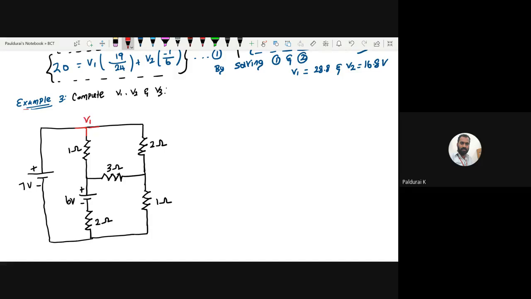Okay. And here 3. Take this is V2. And here also 3. Take this is V3. And here also 3. So take this is V4 and take this is reference node.